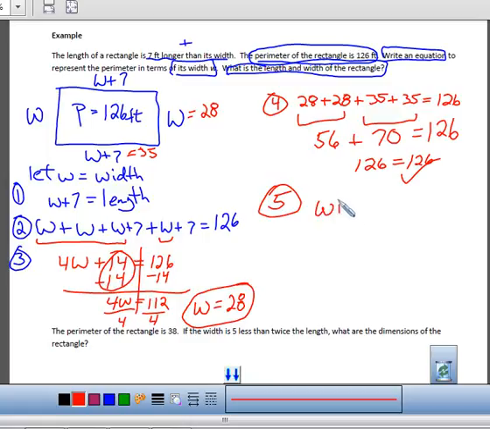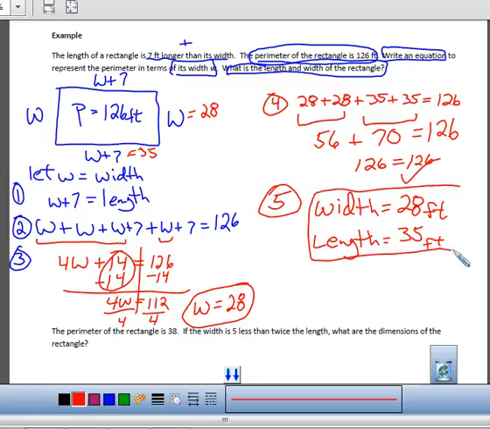The width is 28 feet. Make sure you don't get these flipped around. And the length, you will actually lose a point if you get these mixed up. And you will lose even more if you don't actually state what the answers are at the end.